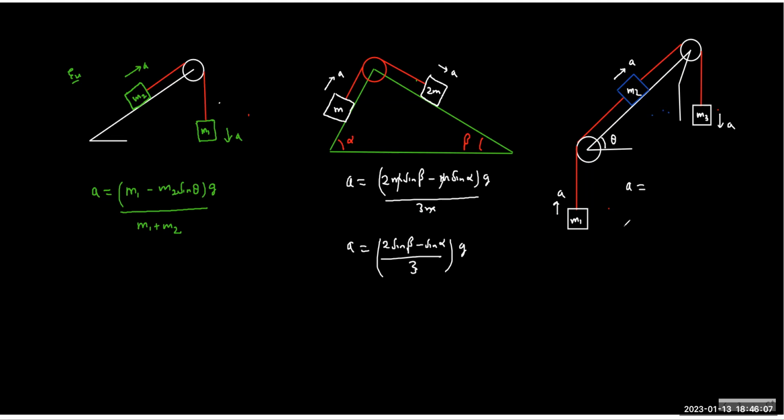Yes, Siddhant, you can tell me. Yes, sir. So acceleration is equal to (m3 minus m2 sine theta minus m1) whole into g upon (m1 plus m2 plus m3). Excellent. So are you guys getting the same answer? Yes or no? Rugved, yes, sir, I got it. Very good.